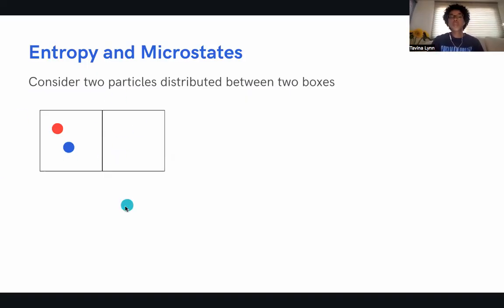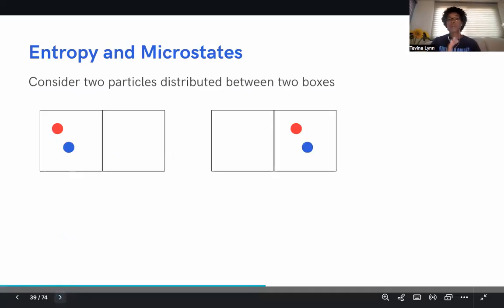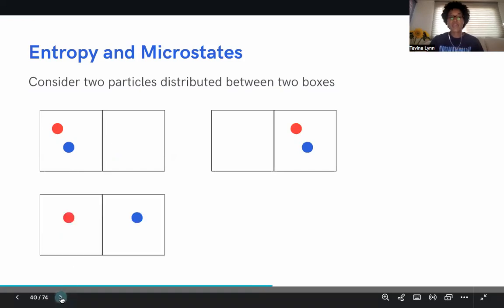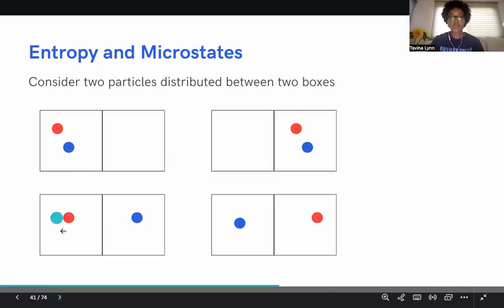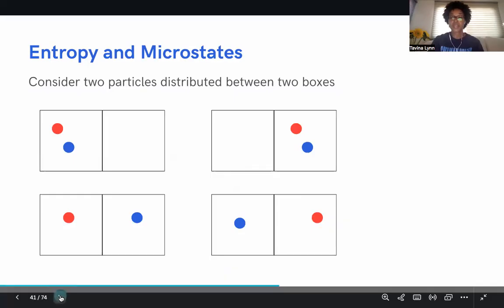So this is the first way, right? Both particles can be in the left-hand box. The other possible way is where both particles are in the right-hand box and they're not in the left-hand box. And then they can be one in the left-hand box, one in the other, and then we can flip them, right? In this case, the red was in the left, but now the red is in the right and the blue is in the left. So we've got four possible ways that these two particles can be between the two boxes.